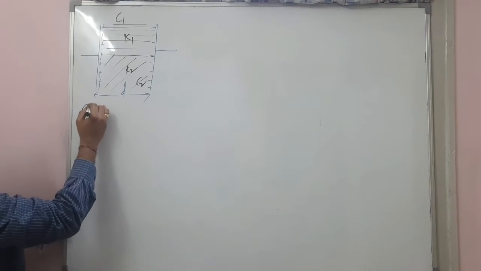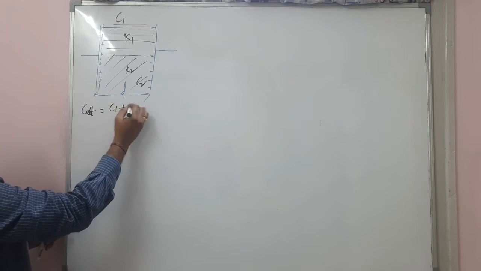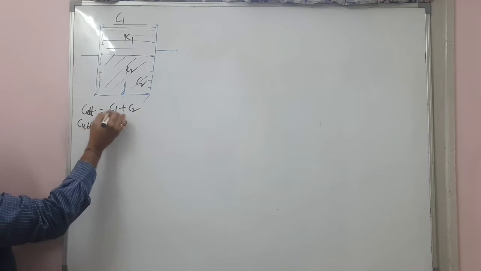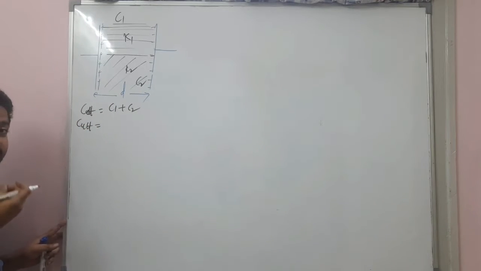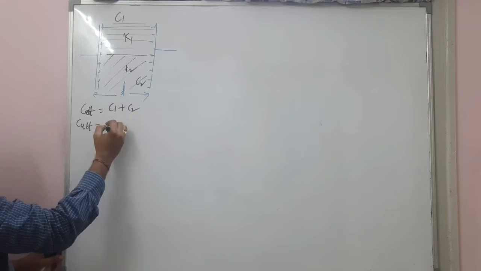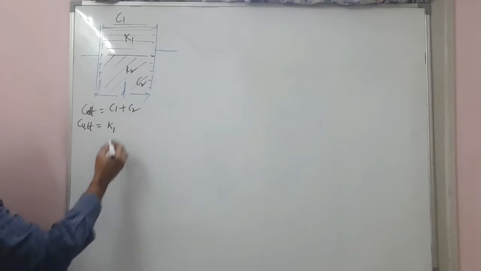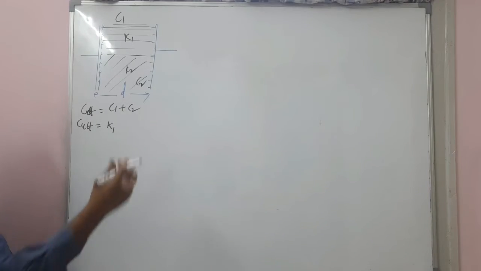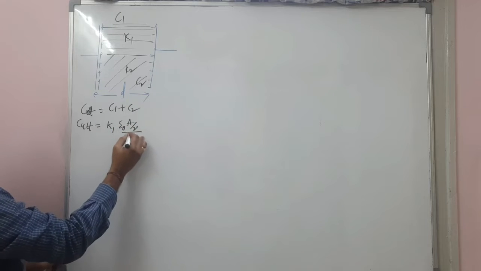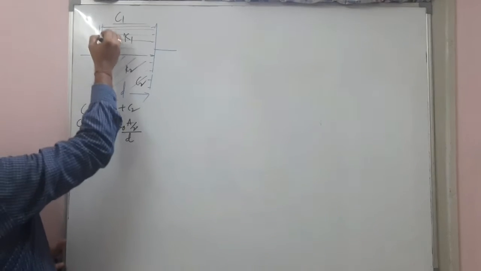Now, it is a situation like these two are connected in parallel combination. And the effective capacitance will be equal to C1 plus C2. So, what is that C1? C1 is equal to, carefully observe, it's K1 into C0. What is C0 in this case? It's epsilon naught A by 2 divided by D.